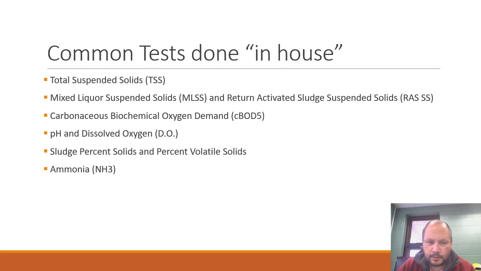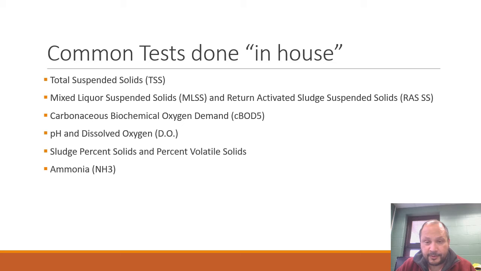So move on to just a list, an example of some of the tests that we do here at the plant that probably would be pretty common to most wastewater plants. We would do total suspended solids, mixed liquor suspended solids, carbonaceous biochemical oxygen demand, pH and dissolved oxygen, percent solids for sludge, also percent volatile solids, ammonia. Those are all tests that we do here in our own lab.